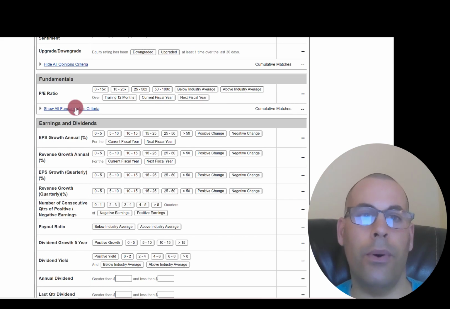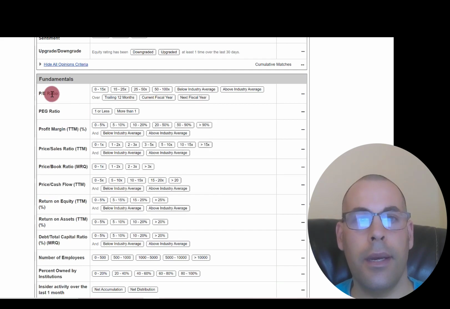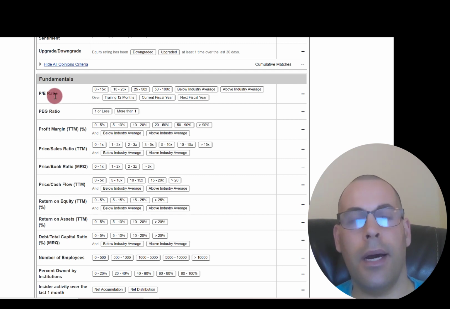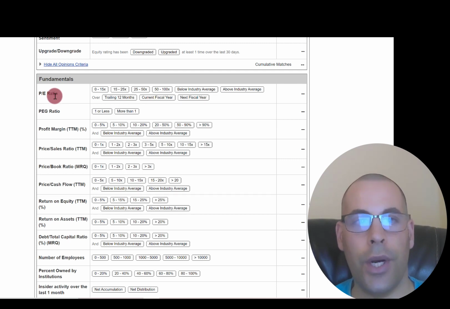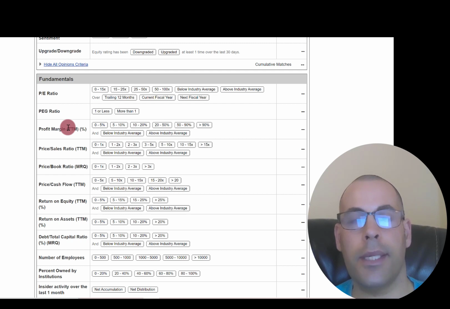I feel the most important is the fundamentals. PE ratio is the price of the stock over earnings per share. Generally, the lower the better. If you want a stock that's a really good value, then pick one with a 0 to 15 PE ratio in the past 12 months.